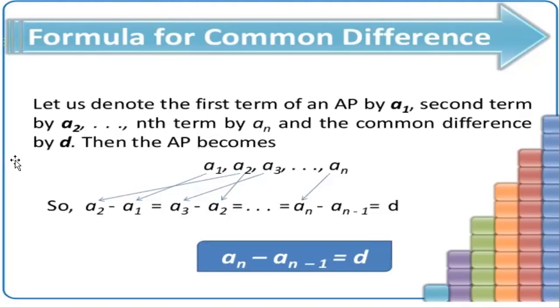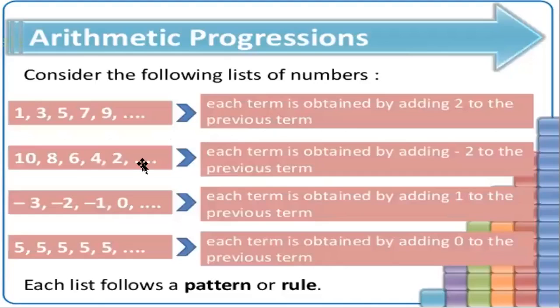Common difference is what we have already studied: what we add to get the next term of the sequence, that is common difference. Here the common difference is 2. Here the common difference is minus 2. Here the common difference is 1. Here the common difference is 0.